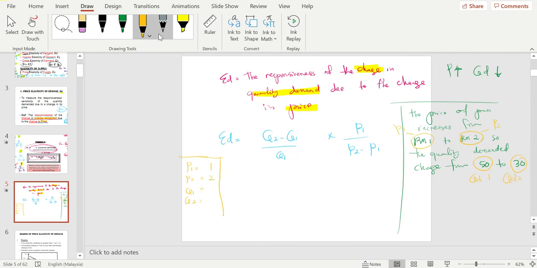P2 is 2. Q1 is 50. Q2 is 30. Some students say 30 should be Q1 because it is smaller, while the other is more. No, the one that is mentioned first will be Q1. So we have the information there. Now we can calculate. ED equals Q2, 30 minus 50 divided by Q1, 50, times P1, 1, 2 minus 1. Okay, take your calculator.